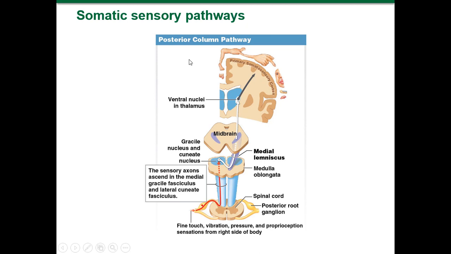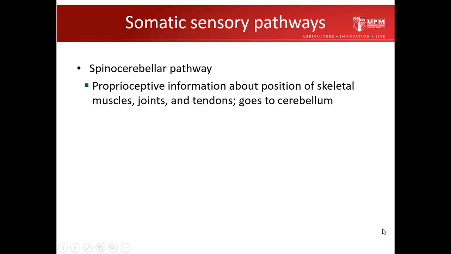This picture shows you the posterior column pathway. If you can see, it begins at the peripheral receptor and ends at the primary somatosensory cortex. In this type of pathway, the axons do not cross to the other side, when you compare it with the spinothalamic tracts. The third one is the spinocerebellar pathway.